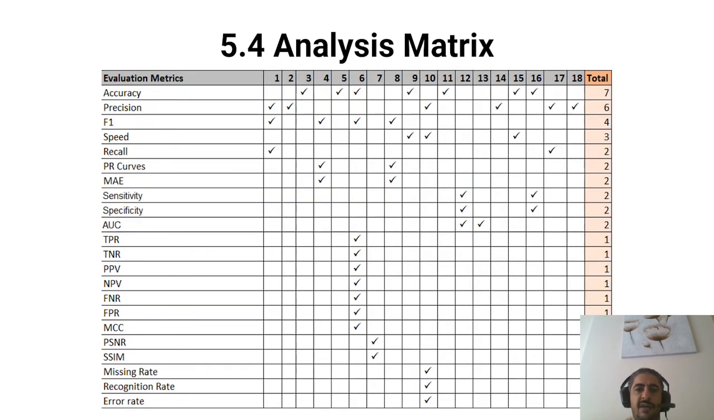This is also related to the evaluation matrix, the evaluation itself. Most of the papers used accuracy, precision, F1, and speed. This is the last of the presentation. Thank you for all of you, and we are ready for the questions.